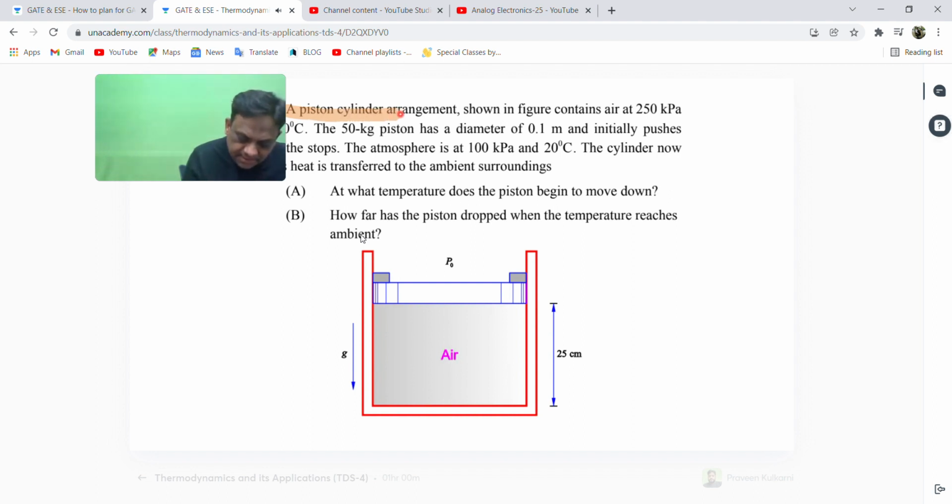A piston cylinder arrangement shown in the figure contains air at 250 kilopascal, 300 degrees centigrade. Now the 50 kg piston has a diameter and initially pushes against stops. The atmospheric pressure is given. थोड़ा दमदार क्वेश्चन है देखो.